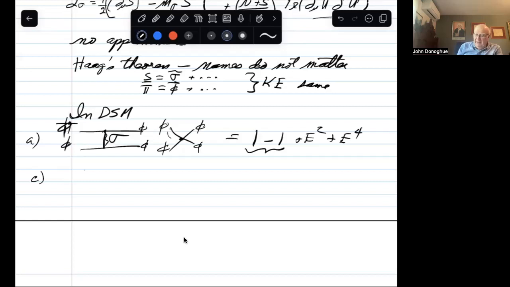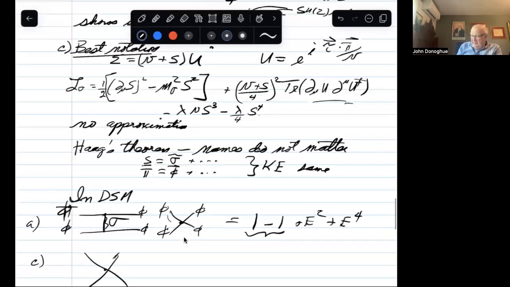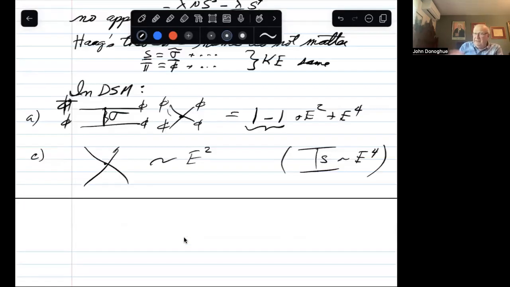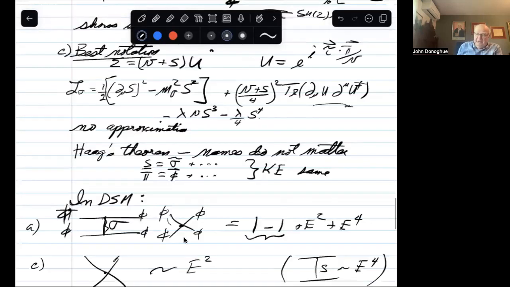You just have this piece at lowest order, and this starts off then at order e squared. And if I do this, that's of order e to the fourth. Okay, so there's the correspondence. But basically, any amplitude at all that you want can be worked out, and they're going to be equivalent in these two theories.